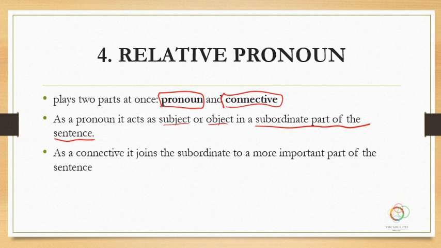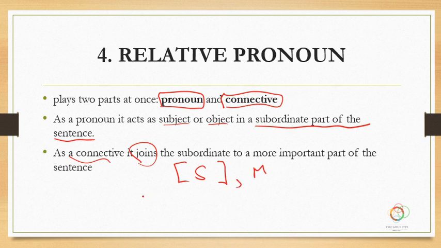And so those words can function within the sentence, but in the dependent part of the sentence, the dependent clause. So we'll see an example of that. As a connective, it says it joins the subordinate to a more important part of the sentence. So we're talking about the subordinate clause versus the main clause. And we put brackets around the subordinate clause. If it came first in the sentence, we usually put a comma there.